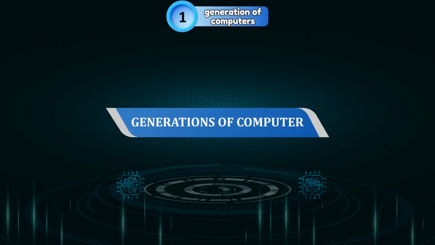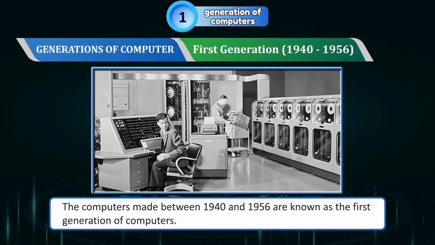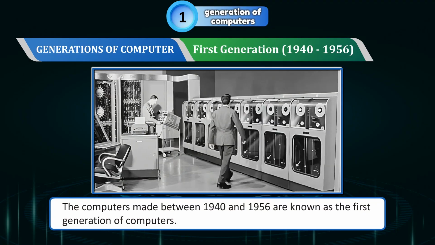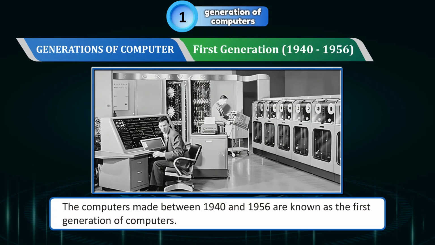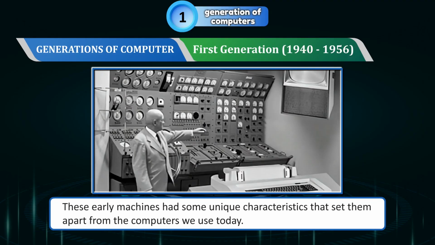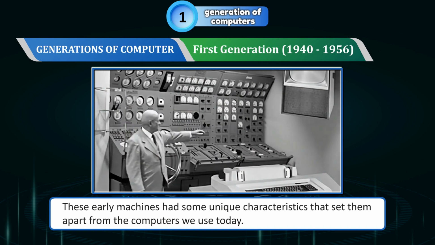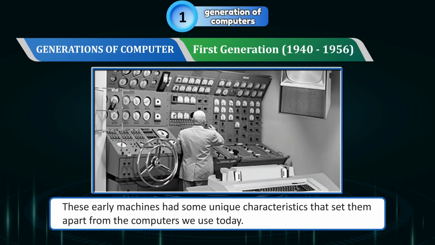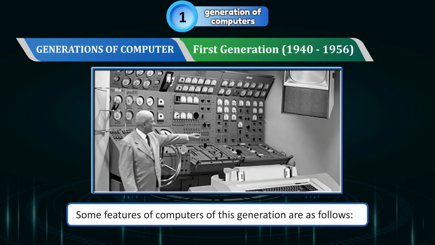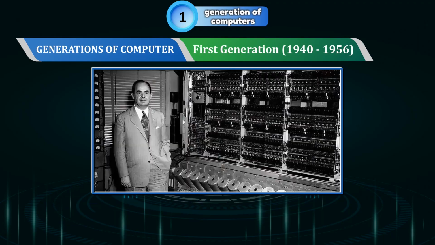Generations of computer. First generation, 1940-1956. The computers made between 1940 and 1956 are known as the first generation of computers. These early machines had some unique characteristics that set them apart from the computers we use today. Some features of computers of this generation are as follows.